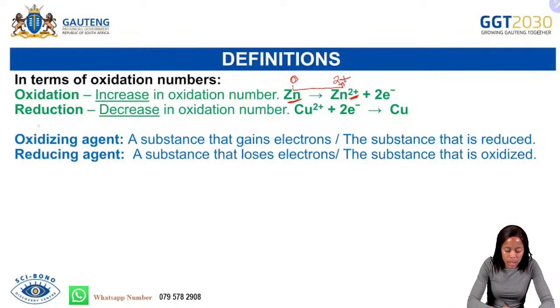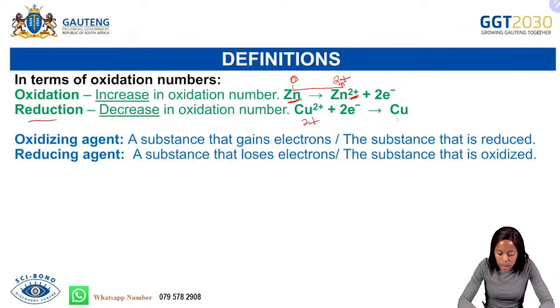Okay. Next we have reduction. It says a decrease in the oxidation number. So let us now see. With this one, we are moving from copper 2 plus to a neutral atom. An atom means any single element that you see on the periodic table. So where are we moving to now? We are moving to this copper, which is a neutral atom, with an oxidation number of 0. If there is no charge, the oxidation number is 0.